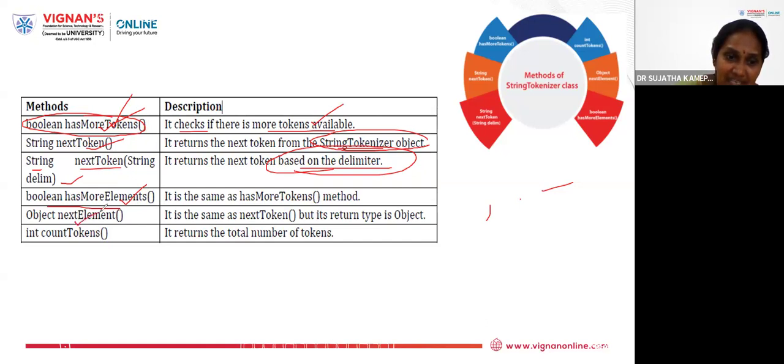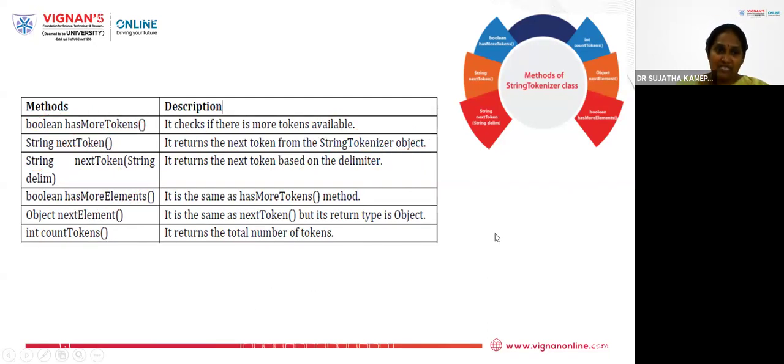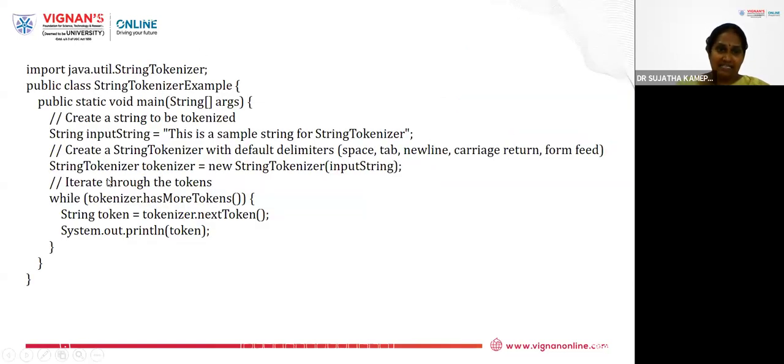Next, Object nextElement. It works in the same way as nextToken, right? It returns the next token of the StringTokenizer object. Next, countTokens. It returns the total number of tokens which are present in your string. How many tokens there are in your string can be counted by using this countTokens method, right?